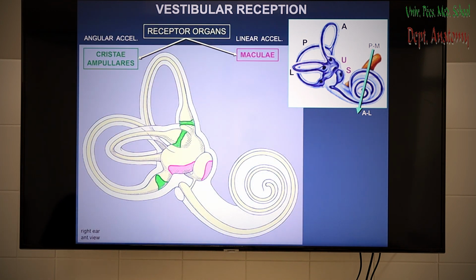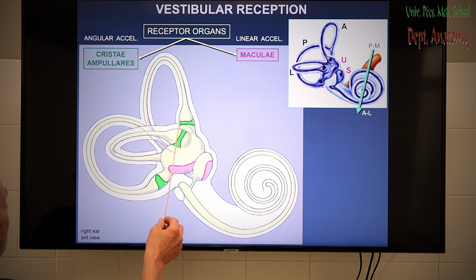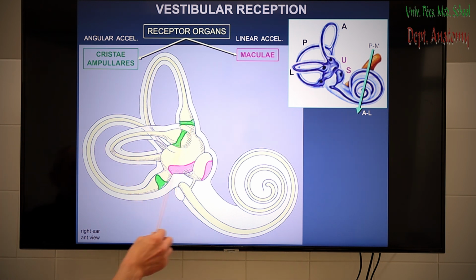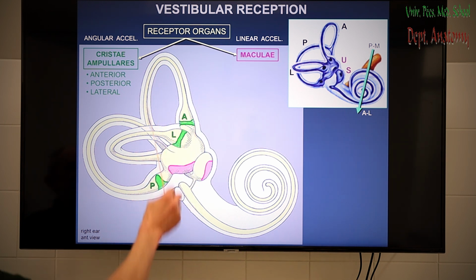The receptors for the vestibular perception are of two types. One is responsible for perception of angular acceleration of the body or the head separately, and these are the ampullary crests, cristae ampullaris, and these are located in the ampullary widened end of each of the semicircular ducts. There is one anterior, one lateral, and one posterior, as the ducts are the same.